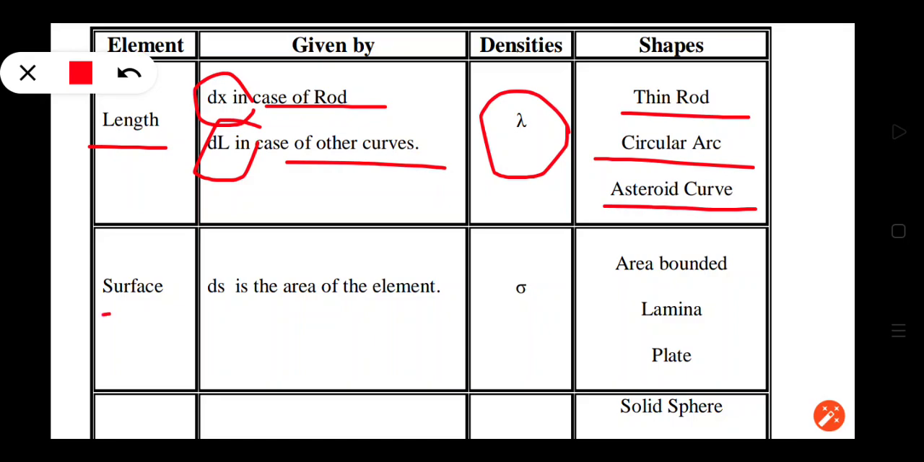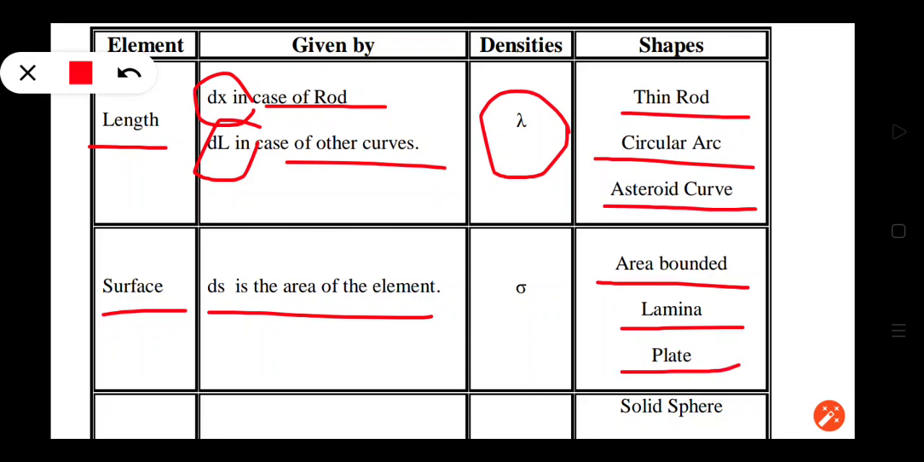If we take a surface element, then dS is the area of the element. In examples of an area bounded by two curves, we find the word lamina or the word plate. We use density sigma, which is called surface density.